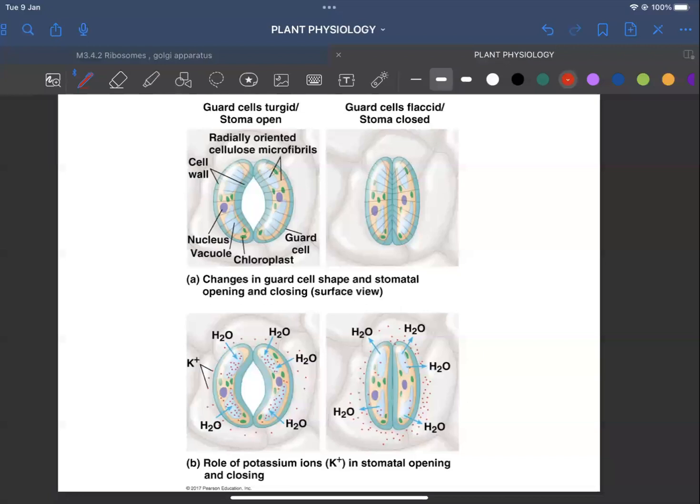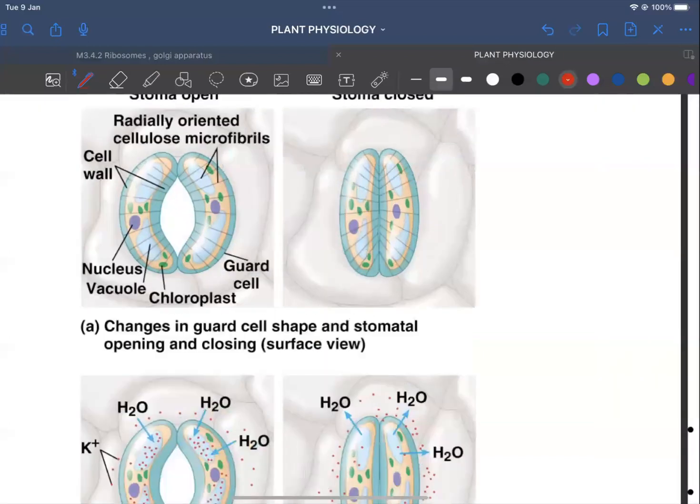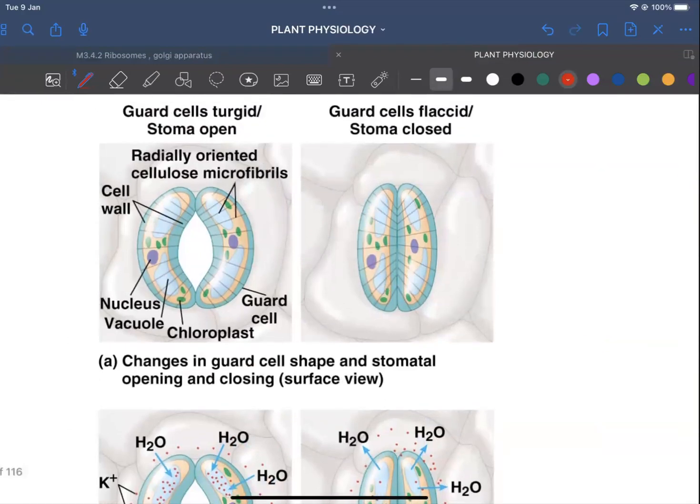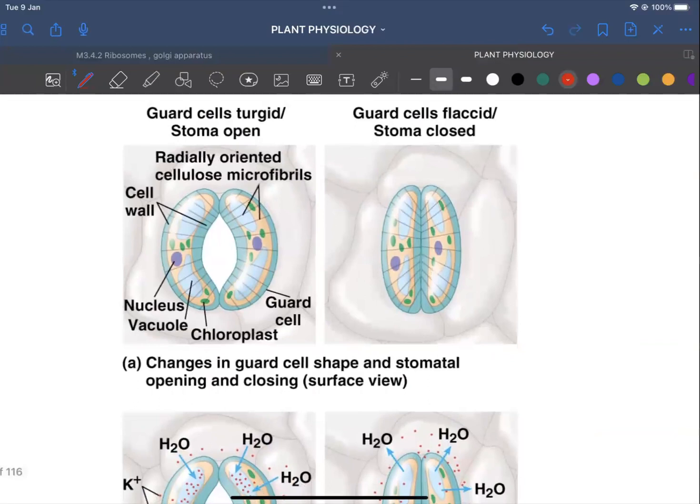We are going to continue with the remaining chapters of plant physiology. This one is going to be the changes in guard cell shape and stomatal opening and closing. This is the surface view of the stomata. There are radially oriented cellulose microfibrils over here.